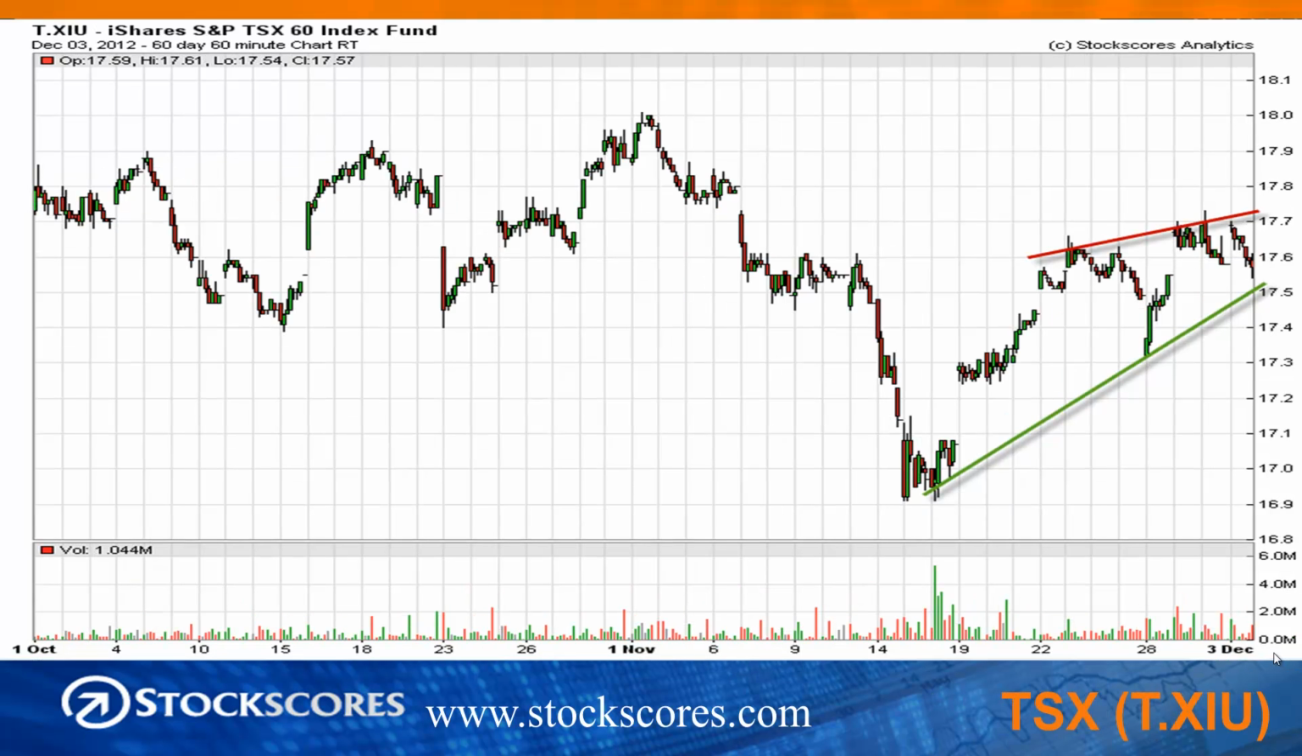This is a chart of the TSX, and you can see a similar situation in that we have that rising wedge pattern. The tops are not rising as quickly as the bottoms.